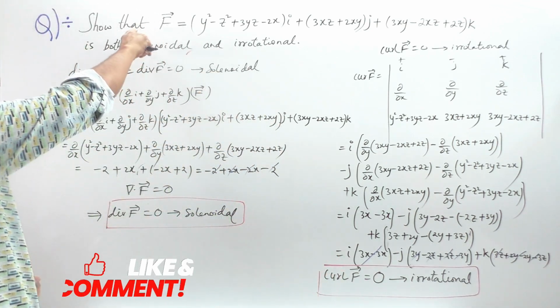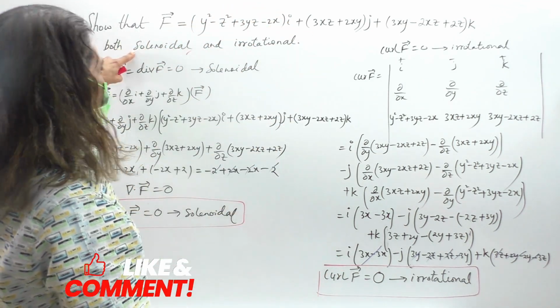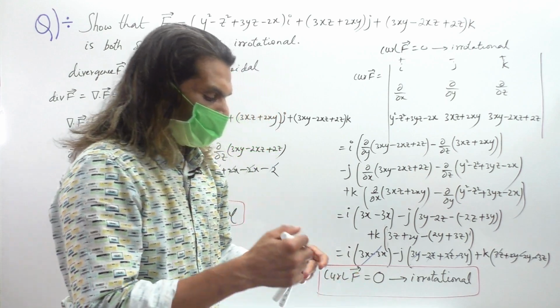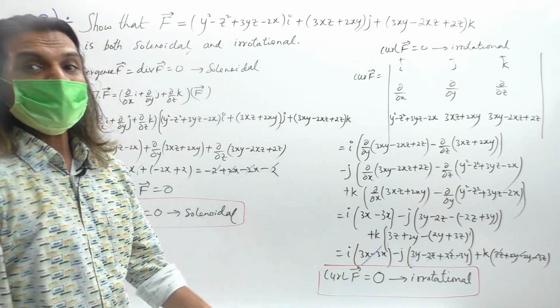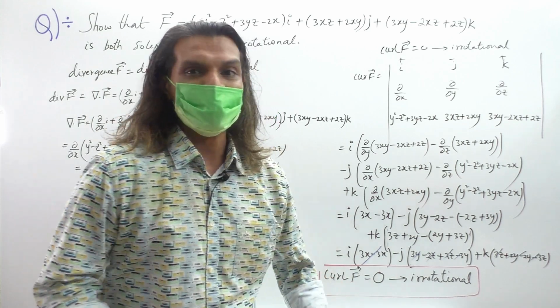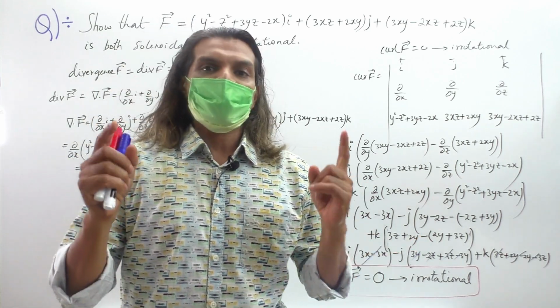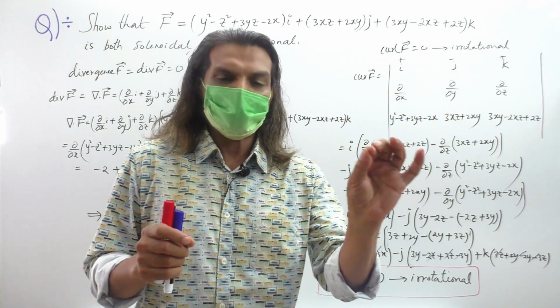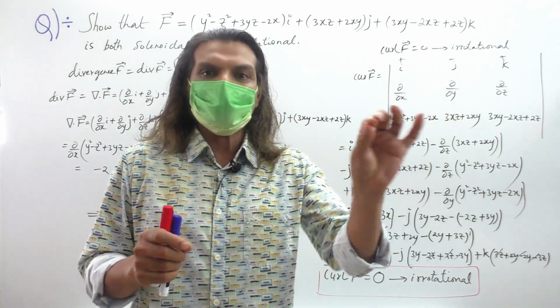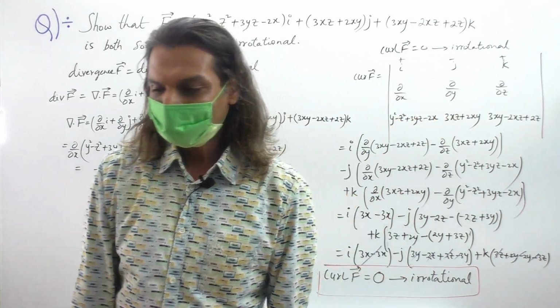We have shown that the given f vector is both solenoidal and irrotational by applying the condition for solenoidal as divergence of f is 0 and the condition for irrotational as curl of f is equal to 0. That is it. But the operation of partial differentiation should be correct. So practice the problem a few more times, so that you get the differentiation properly.